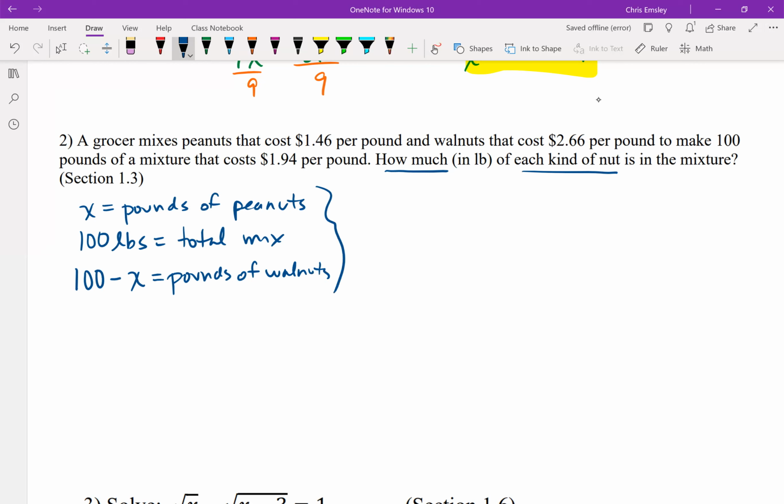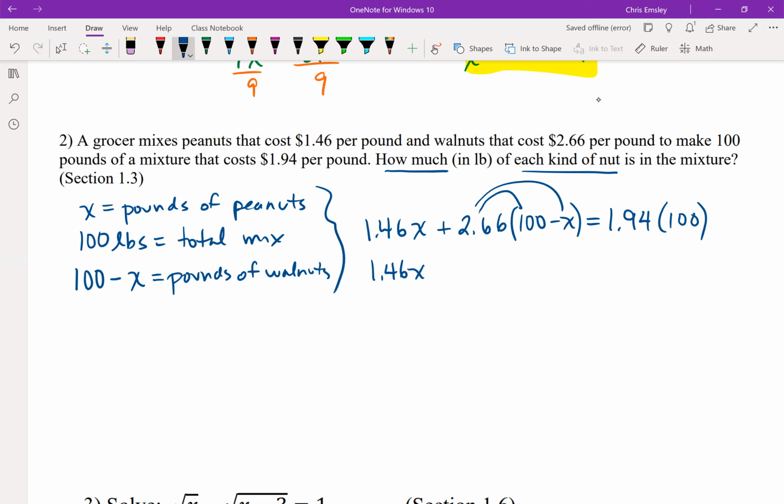What we're going to do then is figure out the price per pound times the amount of each item. So peanuts are $1.46 a pound, so $1.46 times X, plus walnuts are $2.66 a pound, and we have 100 minus X pounds of walnuts, and that's got to equal our total mixture, $1.94 a pound times 100 pounds of that total mixture. Now that we have our equation, we're ready to solve.